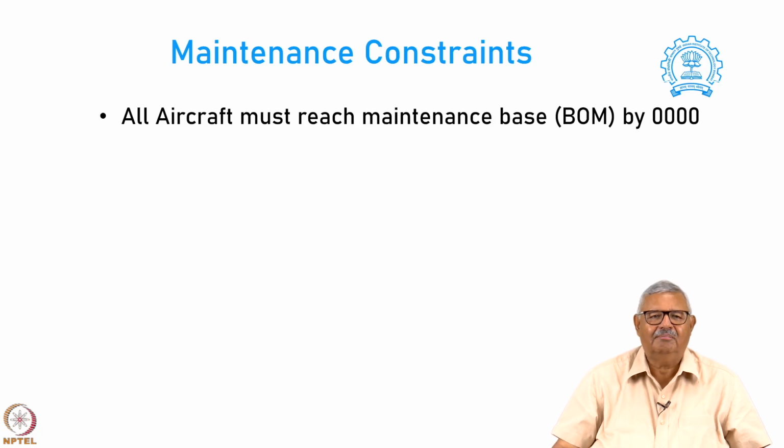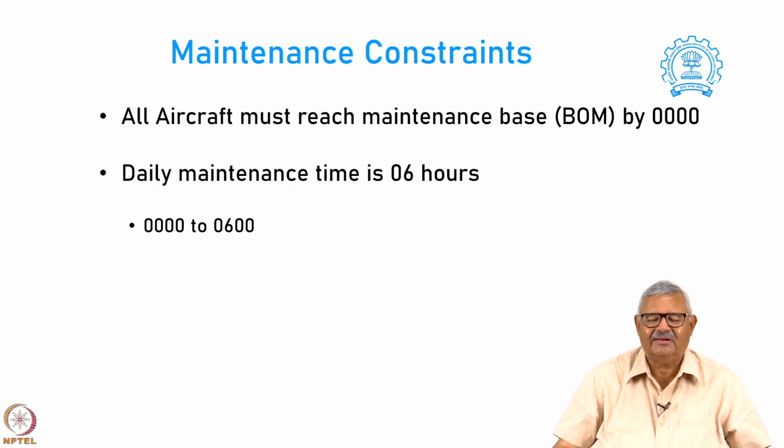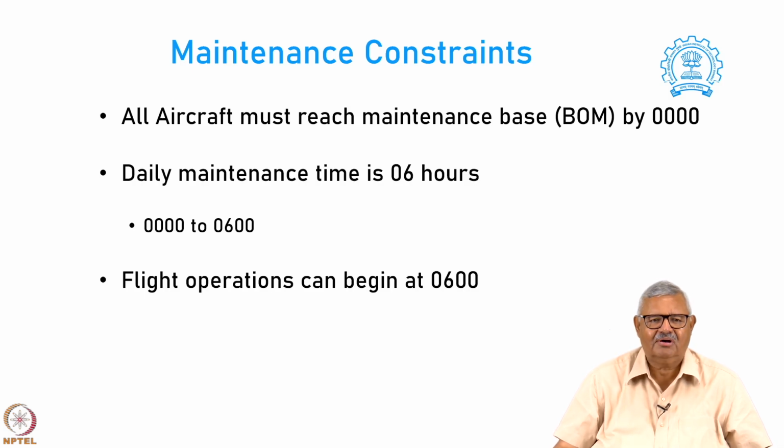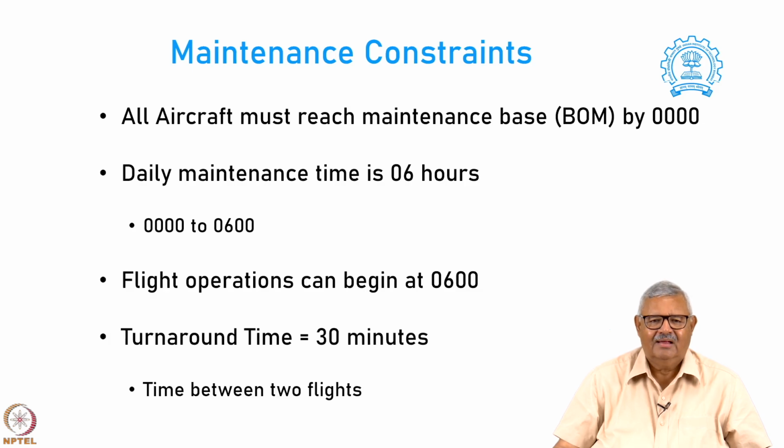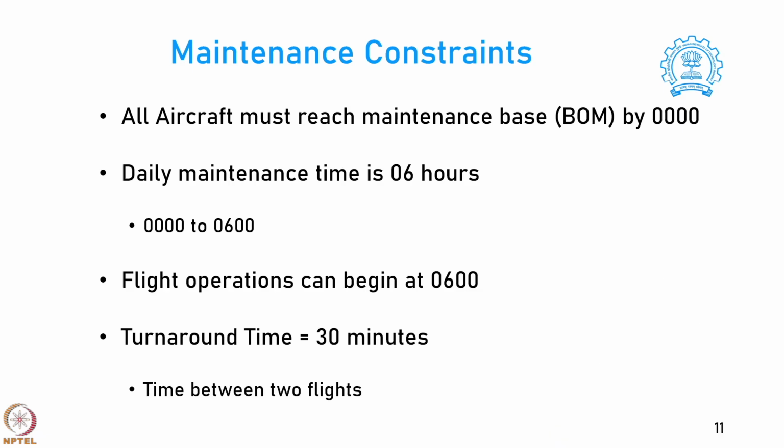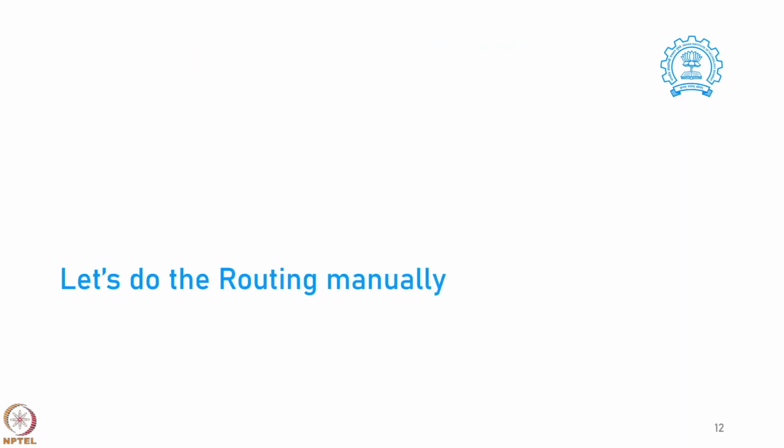Let us have a look at the maintenance constraints once again. As I mentioned, all aircraft must reach the maintenance base, which is Bombay, by midnight. The daily maintenance time is assumed to be maximum 6 hours from midnight to morning 6 o'clock. So, therefore, flight operations can begin at 6 in the morning, and the turnaround time between 2 flights is assumed to be 30 minutes. With these constraints, now let us start doing the routing manually.